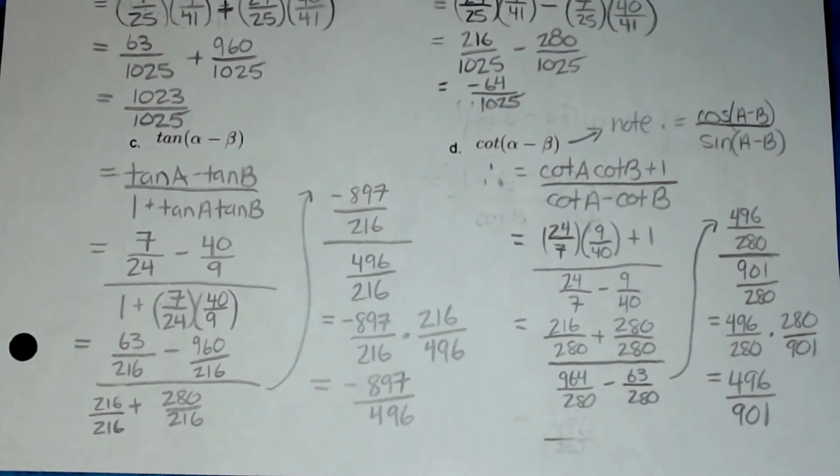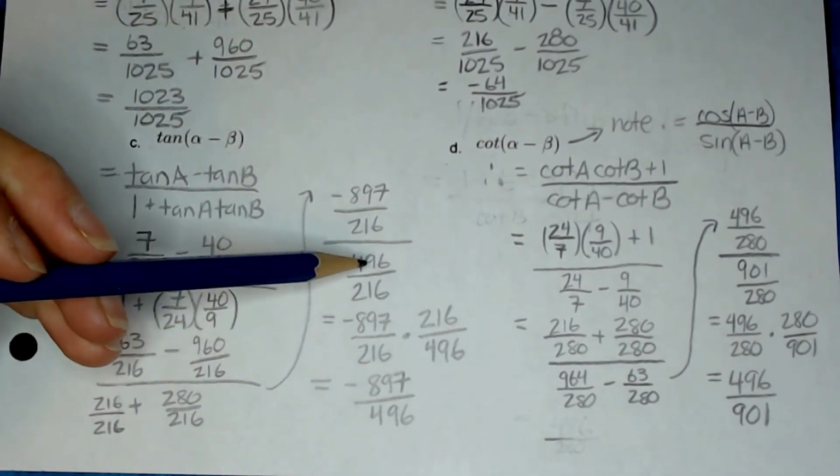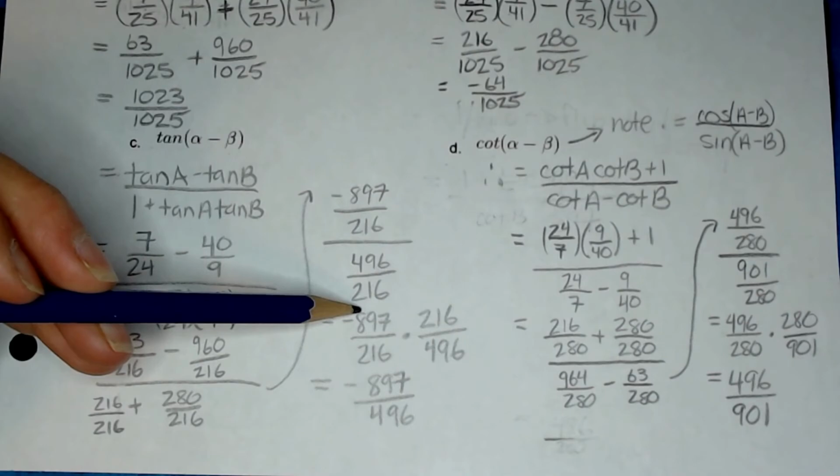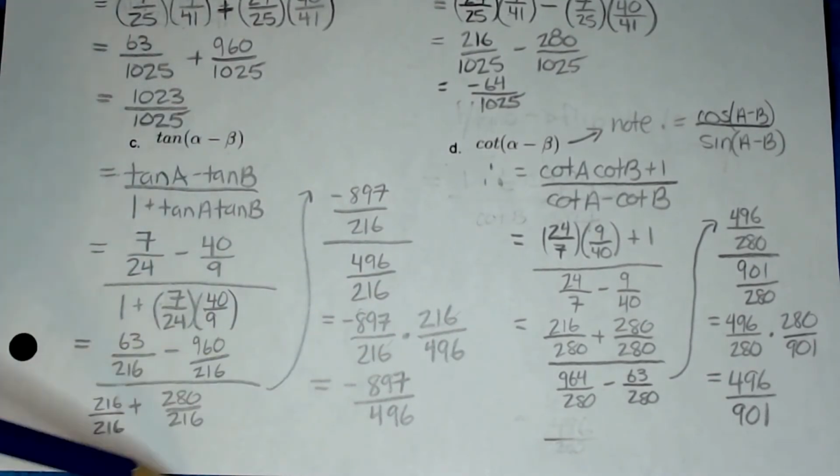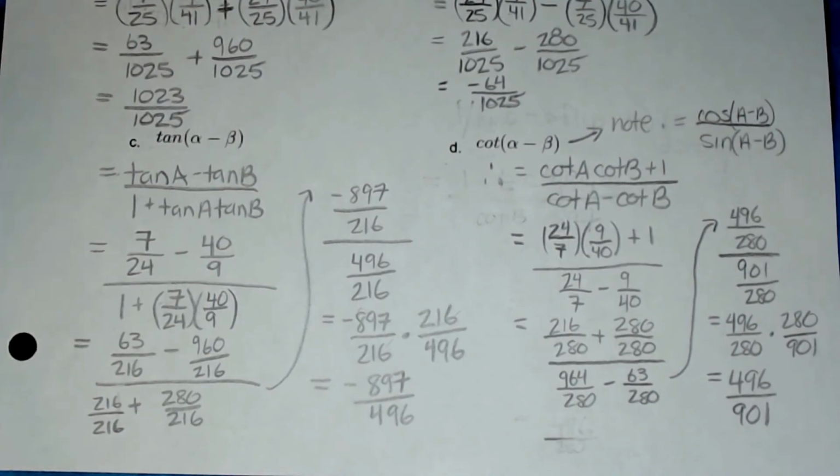You get negative 897 over 216 divided by 496 over 216. Just take this, flip it, and multiply through to cancel out the 216s. You'll get negative 897 over 496. It's about negative 1.8, but you can just leave it as a fraction here.